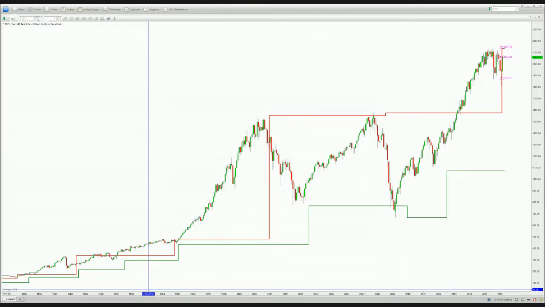This is where trading is really an art. This is where portfolio management comes in. This is where you really understand what you're doing.